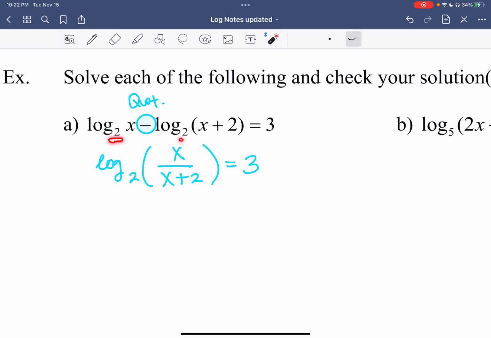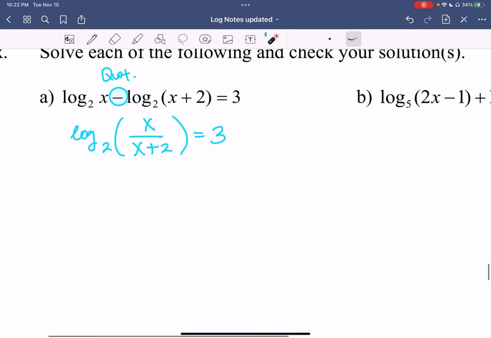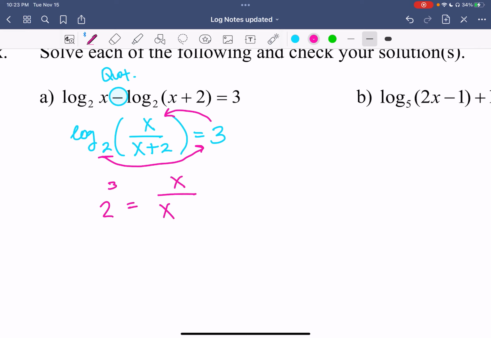And I did check that the bases were the same. They're both 2. Okay, so now I'm going to look at my options. Does it look like two logs equal to each other or one log equal to a number? It looks to me like number 2 because I have one log equal to a number. So that means I'm going to have to rewrite it in exponential form using my little loop-de-loop. I start with the base, arrow out, then arrow back in. So this is 2 cubed is equal to x over x plus 2. 2 cubed is 8.